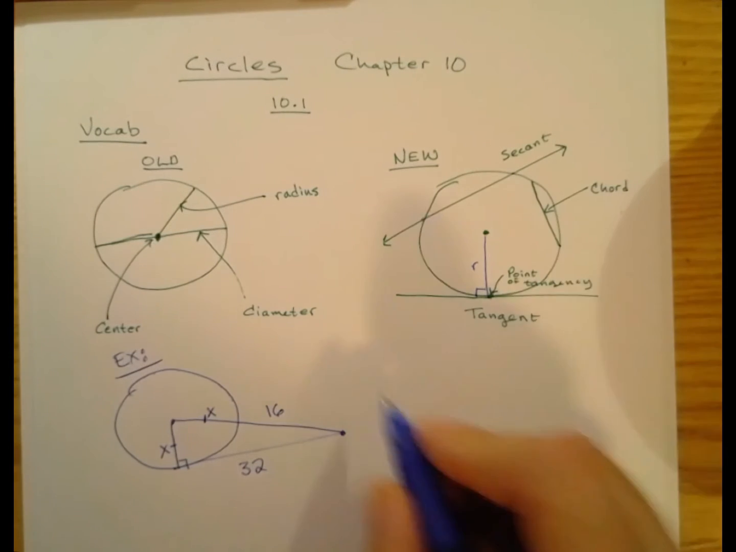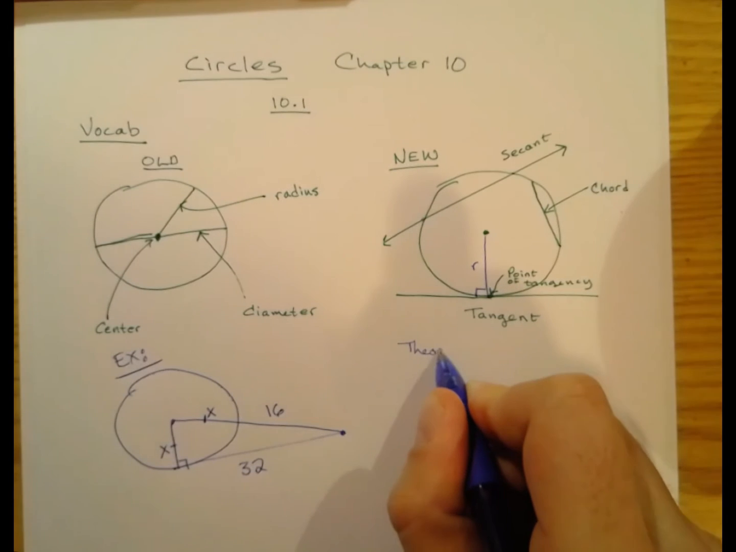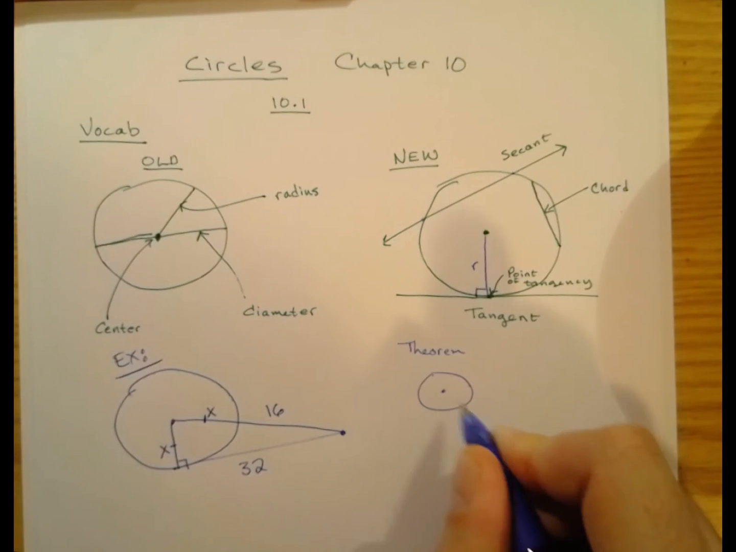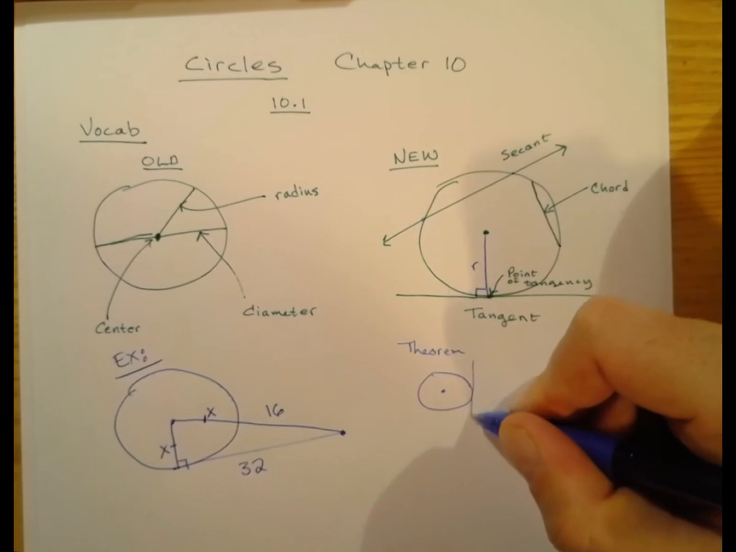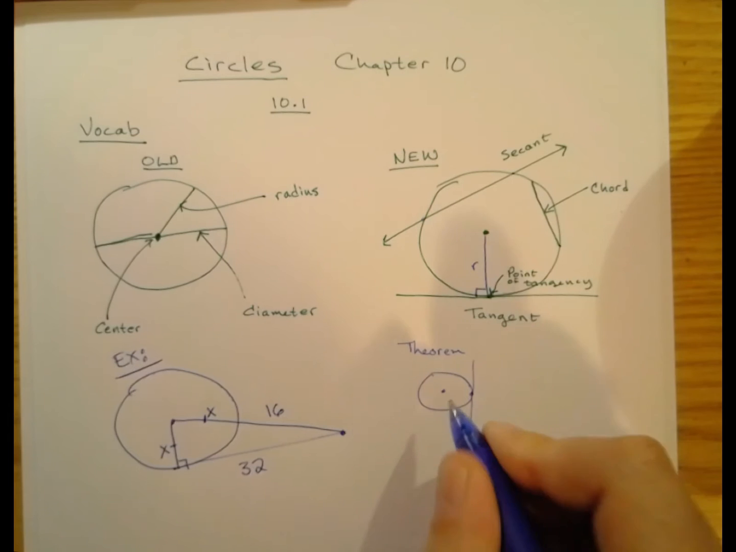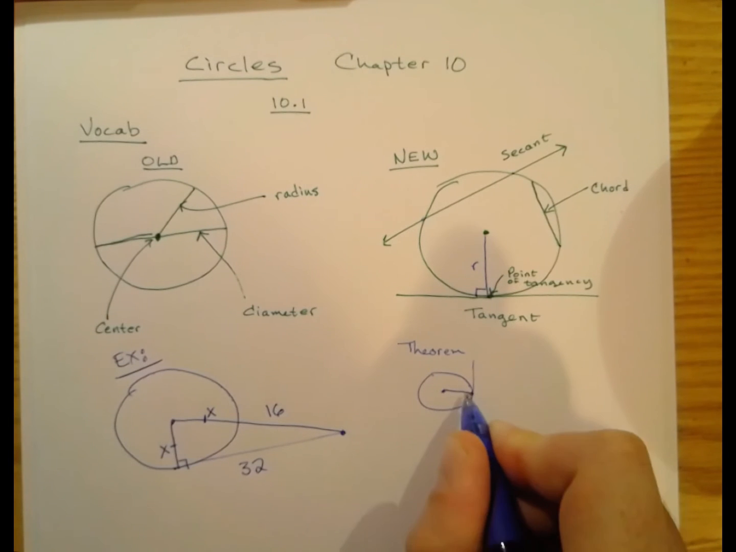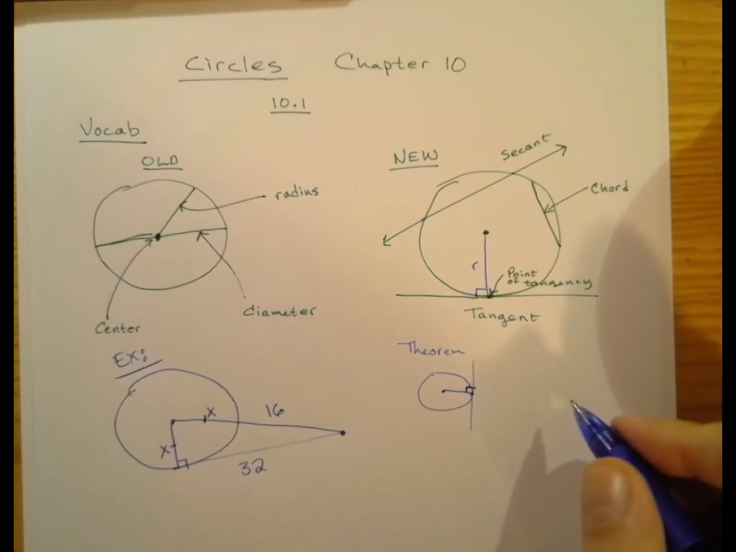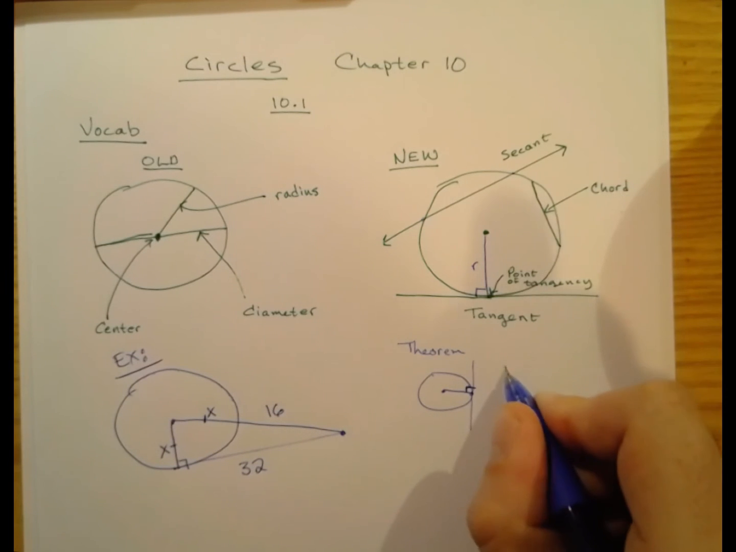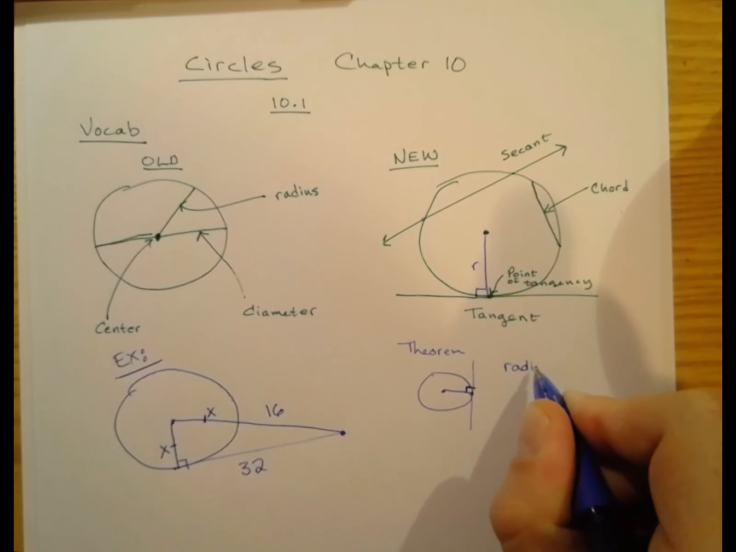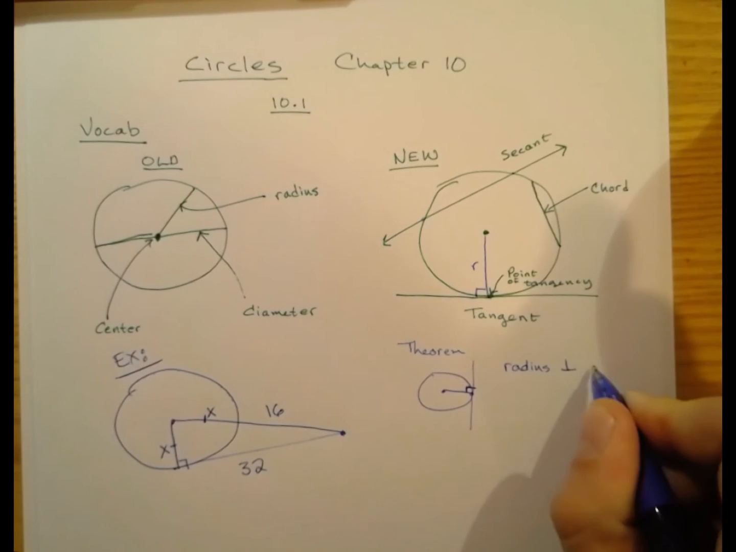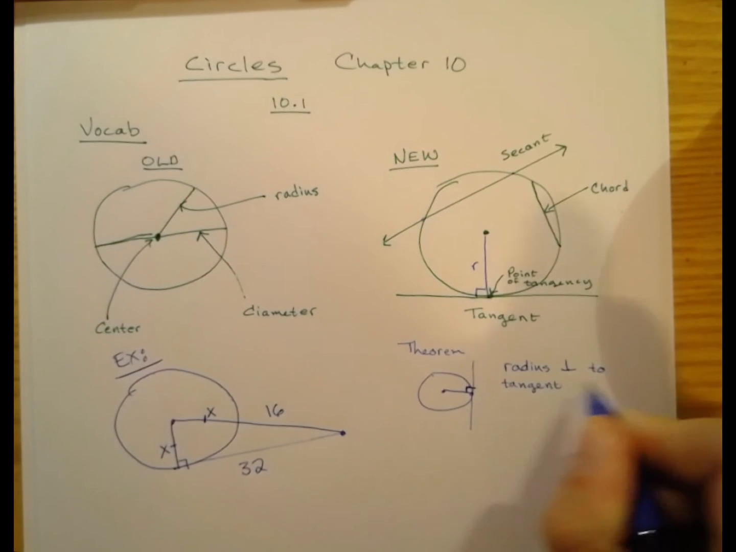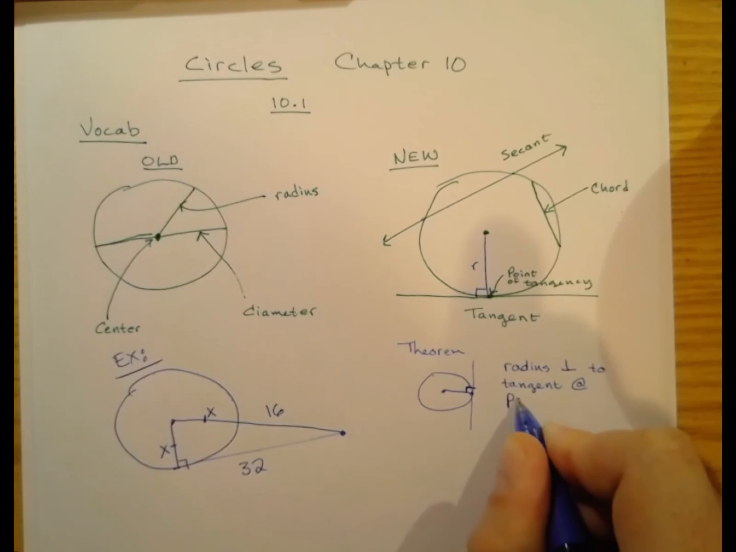Okay, so our first theorem is that when you have a circle and some point of tangency, that radius is perpendicular to the tangent line at the point of tangency. So the radius is perpendicular to a tangent at the point of tangency.